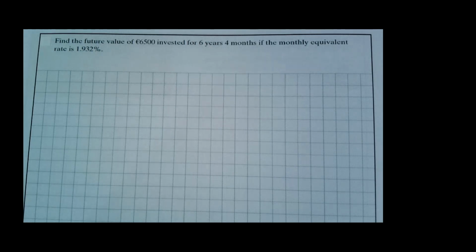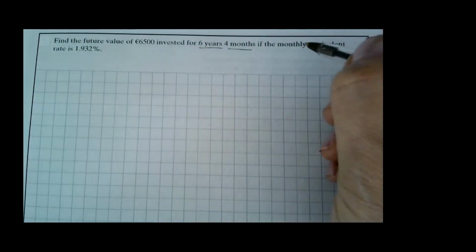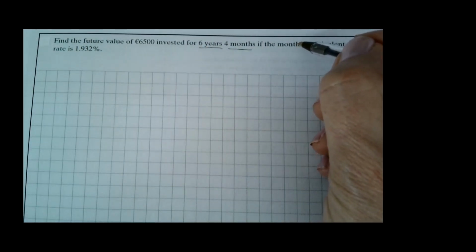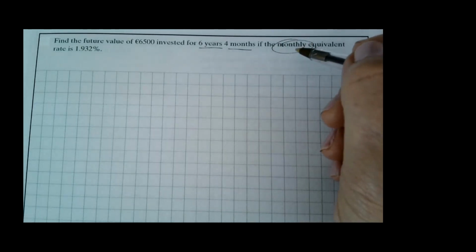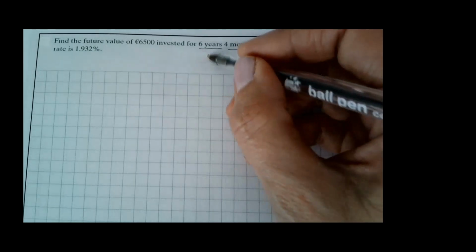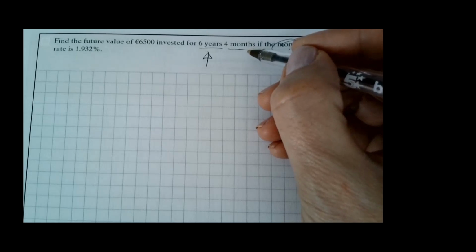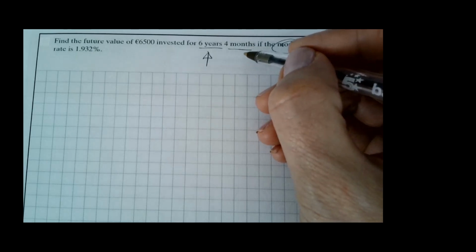Now, what's happening here is we do have a time frame in years and months, and our rate is monthly, okay? Now, what I'm going to have to do then is, if I've got a monthly rate, I'm going to need my time all in months, okay, for me to be able to work this out and put all the information into my compound interest formula.